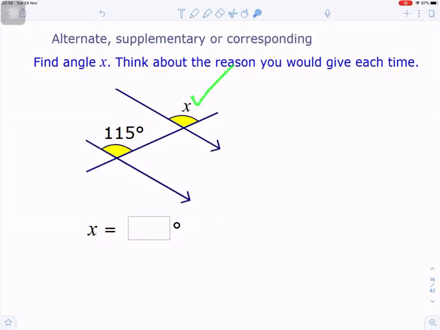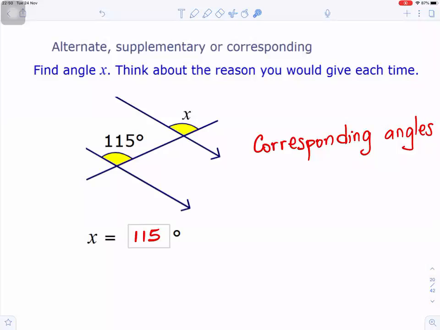Find the angle X. Think about the reason you would give each time. The angle X is called a corresponding angle. So it's 115 degrees. If you think about this as a parallel line with the arrow, and this is a parallel line, and that's a transversal, you look at this as the letter F. Can you see that? That looks like a letter F. So this angle corresponds to that one.